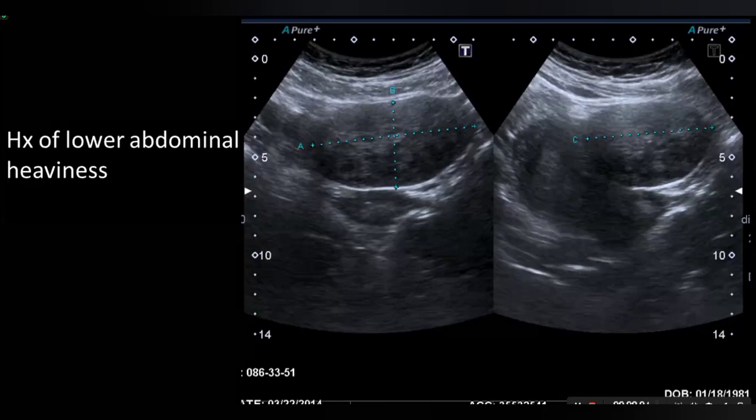An important thing to note is always remember to put Doppler on the fibroid just to be sure, and to see if there is significantly increased vascularity or not. And then you need to be sure that you are not missing out on any sarcomatous change within the fibroid.